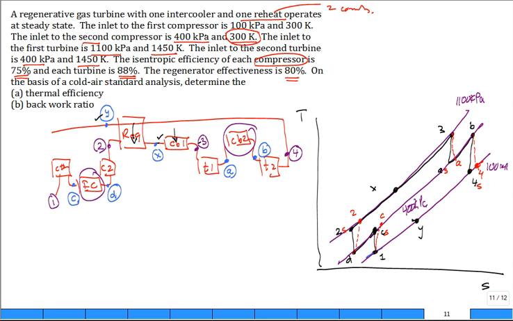Likewise, the effectiveness of the regenerator means that the temperature of X is less than the temperature at 4. And the temperature of Y is above the temperature at 2. Okay? I should have put this one right here. It's 4 that it comes across and 2 that it comes across. Okay? So I showed Y in a bad location.